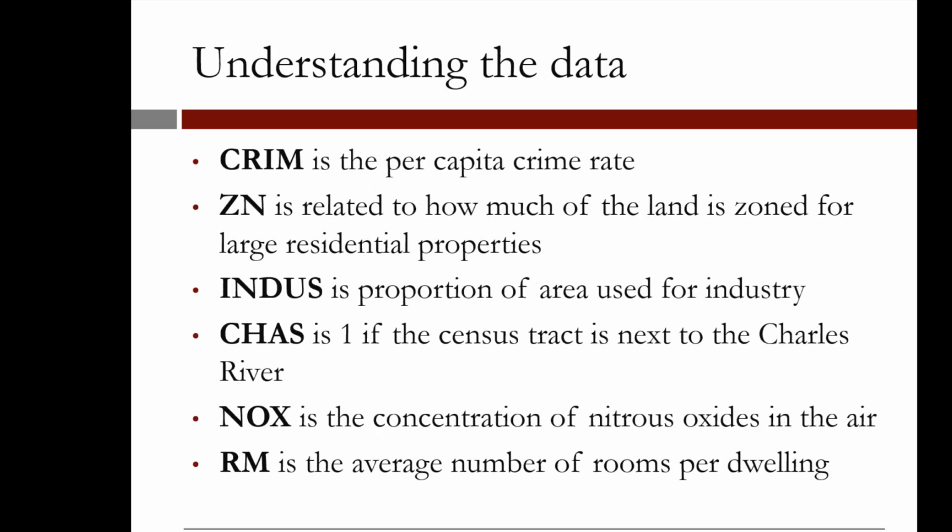CRIM is the per capita crime rate. ZN is related to how much of the land is zoned for large residential properties. INDUS is the proportion of area used for industry. CHAS is 1 if a census tract is next to the Charles River, which I drew before. NOX is the concentration of nitrous oxides in the air, a measure of air pollution. RM is the average number of rooms per dwelling.